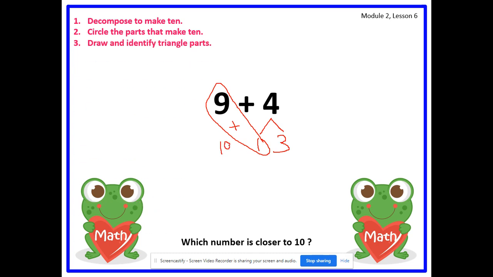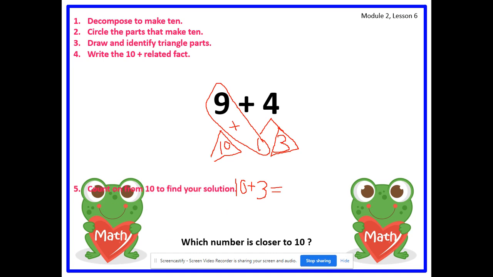Step 3, draw and identify your triangle parts. Press play when you're ready to check your work. Awesome. You should have drawn a triangle on number 10 and number 3, because those are your leftover parts. Step 4, go ahead and write the 10 plus related fact. Press play when you're ready to check your work. Everyone should have 10 plus 3. Remember that we add our both triangles up together.